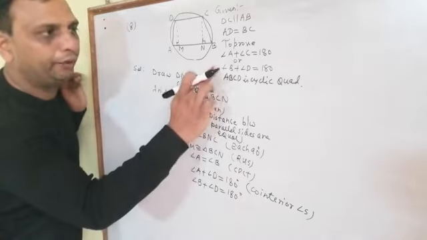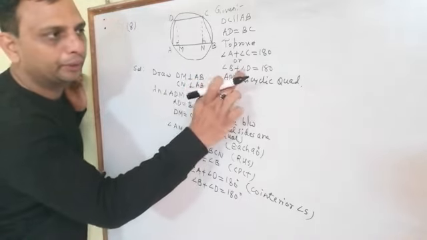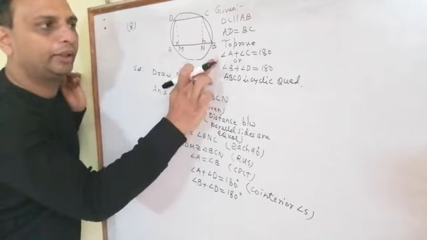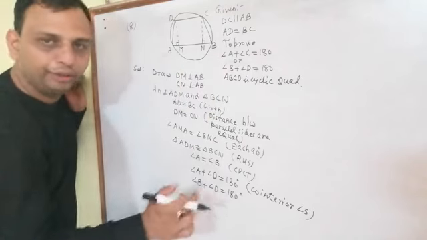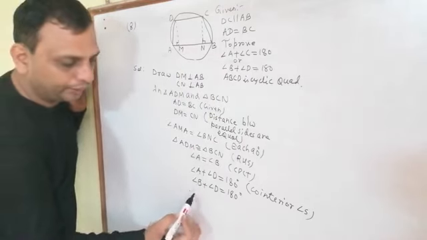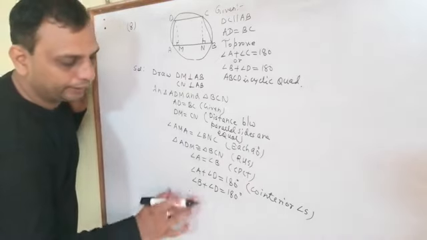Now B and D is 180 degrees. We have to prove this one: angle B plus angle D is 180 degrees. Either A plus D or B plus D, then we can call it a cyclic quadrilateral. Therefore, we can say that's it.